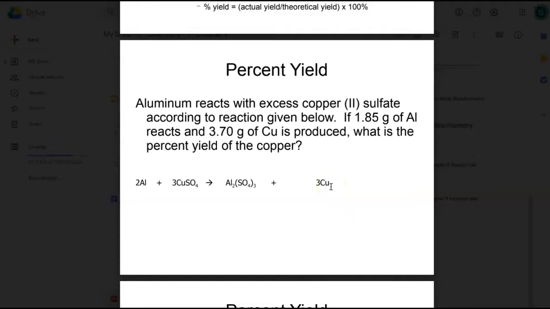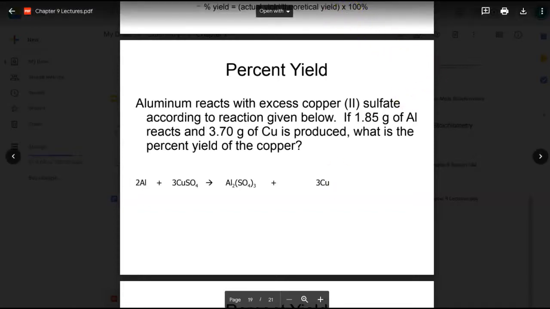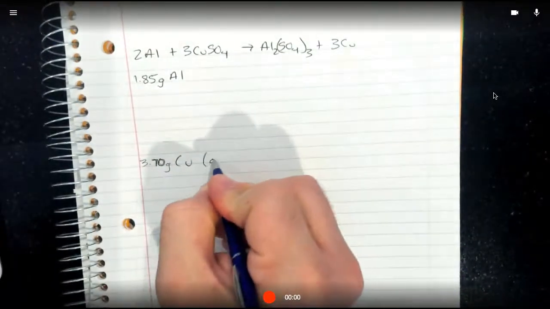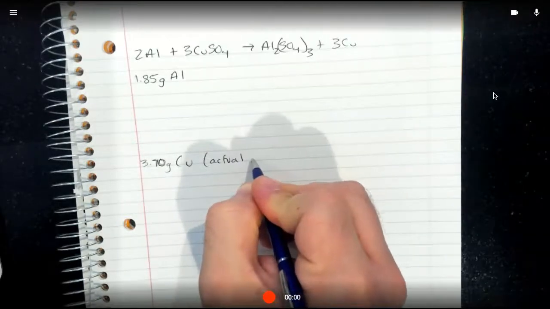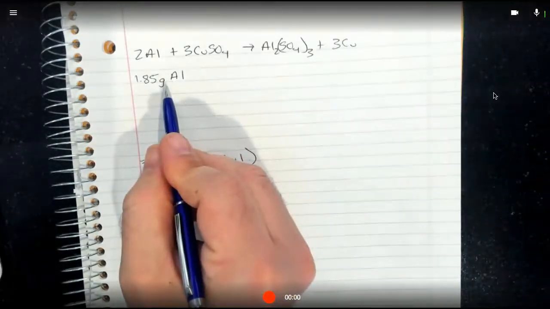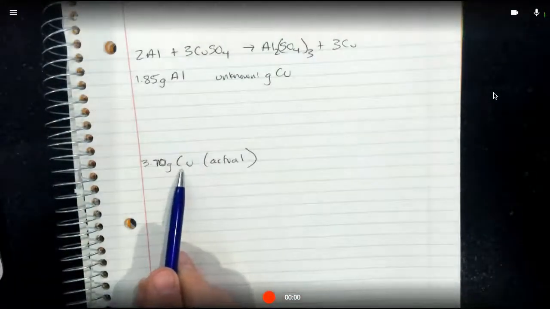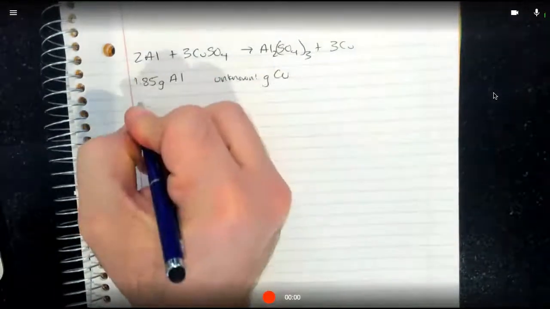So since we've been presented with one reactant and one product, this is going to be a limiting reactant problem. Sorry, a percent yield problem. When you have a reactant and a product given to you, it's going to be a percent yield problem. So when we're given the product here, this is our actual. Then we use this value to mathematically find the theoretical yield. Our unknown in this case is going to be grams of copper. We're given grams of copper, the actual.